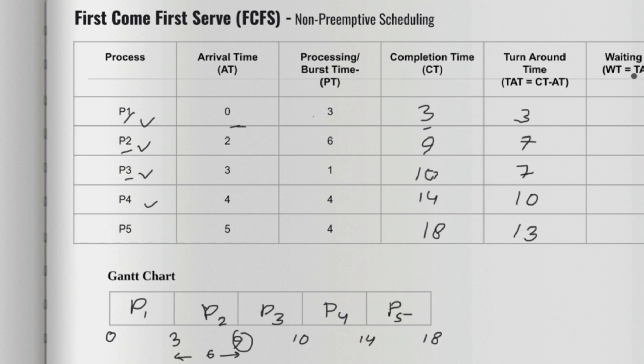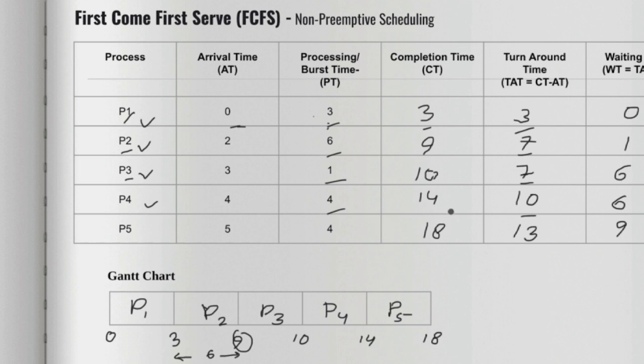Then we need to calculate the waiting time. After it arrived, how much time did it take to complete it? Sorry, this is processing time, not arrival time. So the waiting time is turnaround time minus processing time. So 3 minus 3 is 0. 7 minus 6 is 1. 7 minus 1 is 6. 10 minus 4 is 6. And 13 minus 4 is 9. So that's your waiting time.